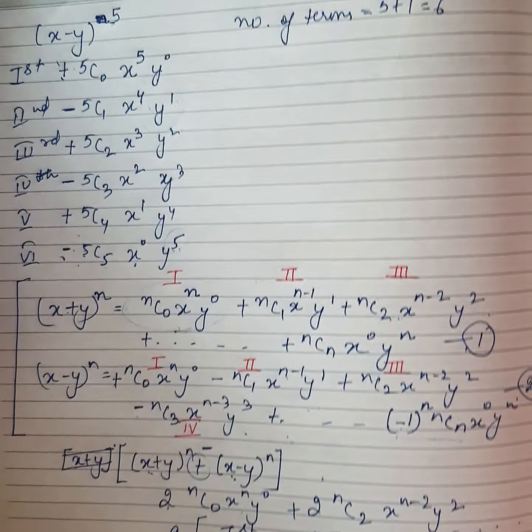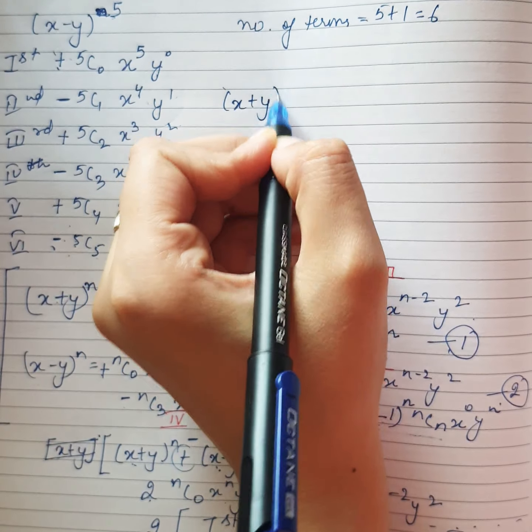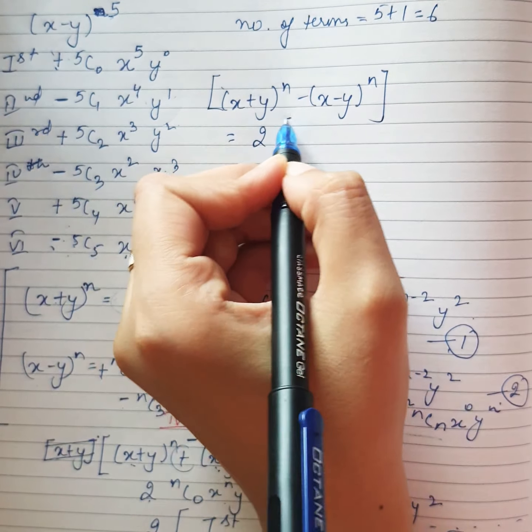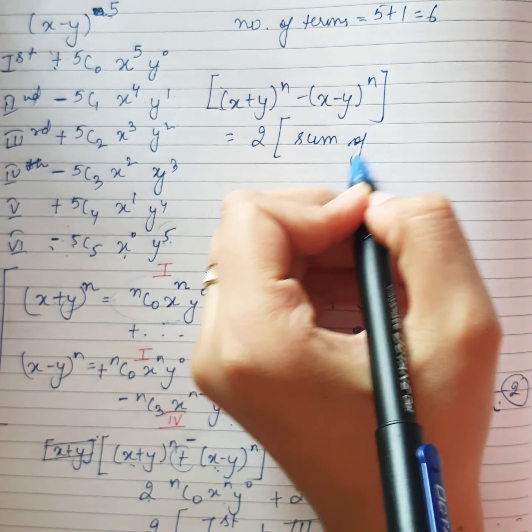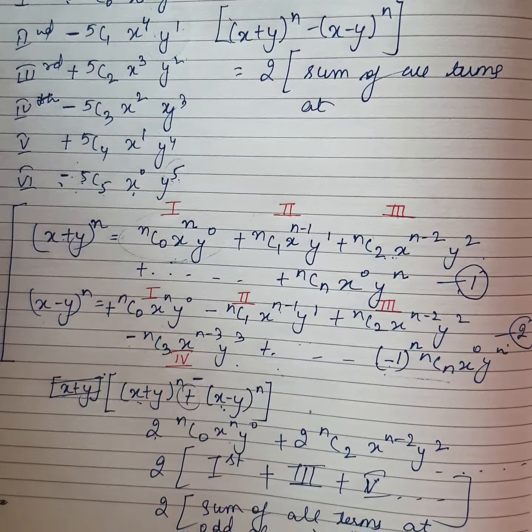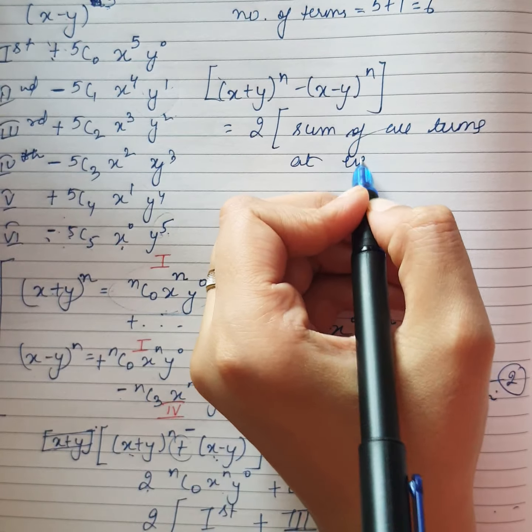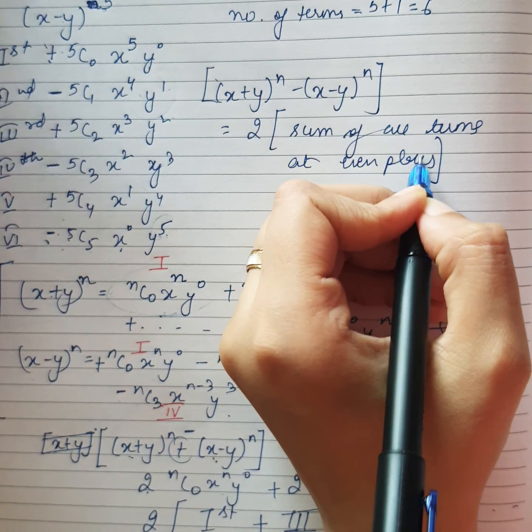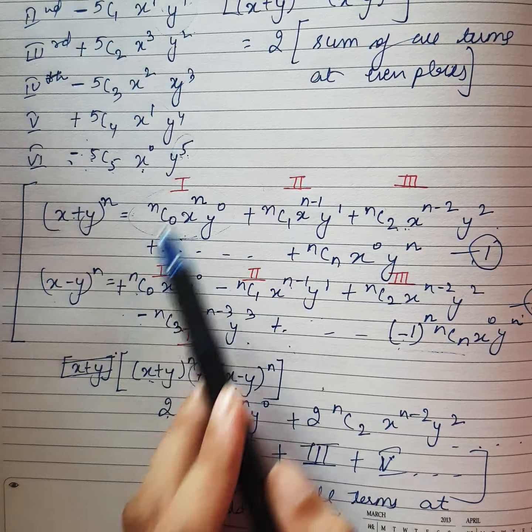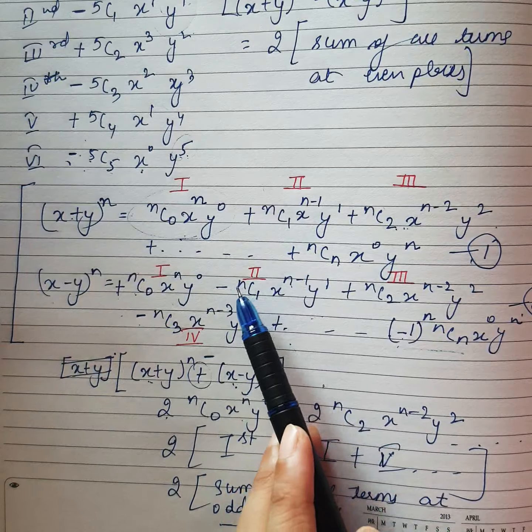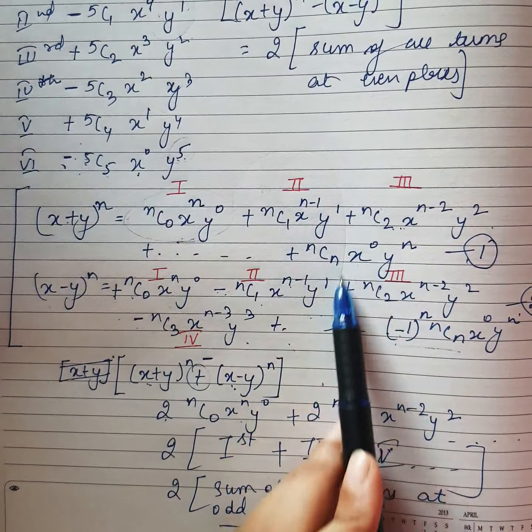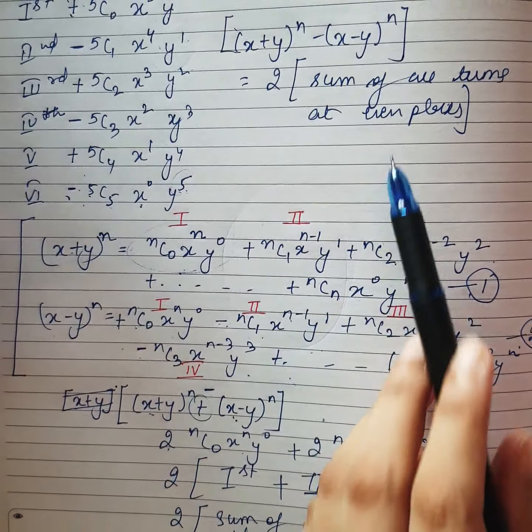if I subtract first equation minus second equation, it will be twice the sum of all terms at, this was odd places, so now we will have even places. Let's see how. If I subtract them, this minus this cancels. Second term minus of minus second term, so minus minus will be plus, so these two terms will be added, and second term is an even place term.